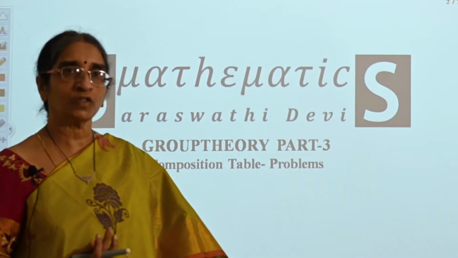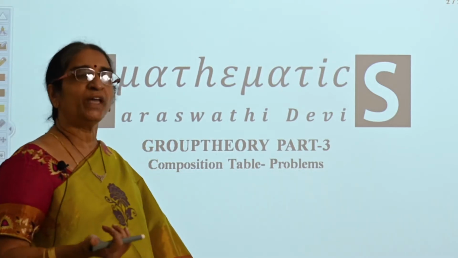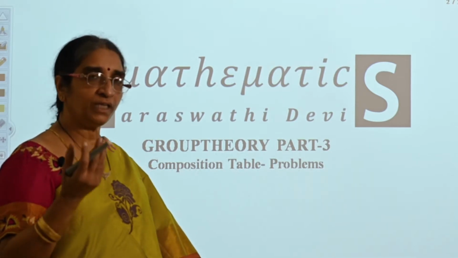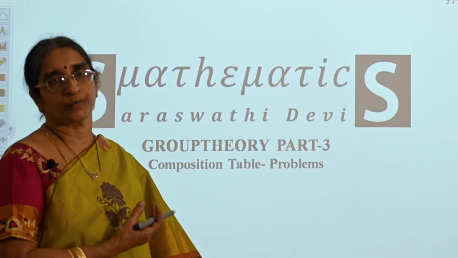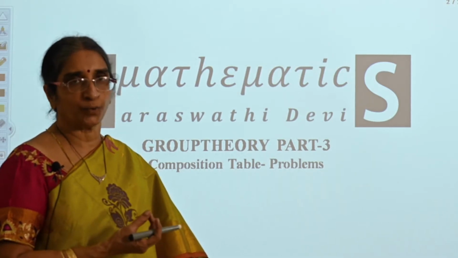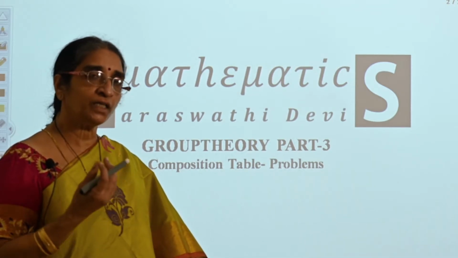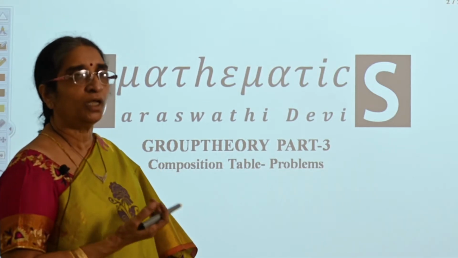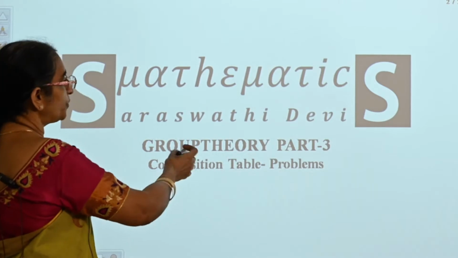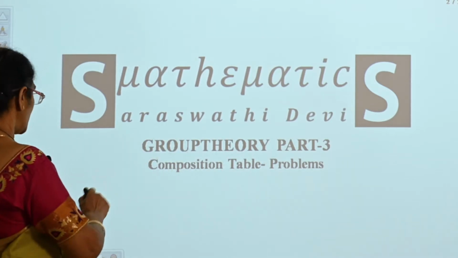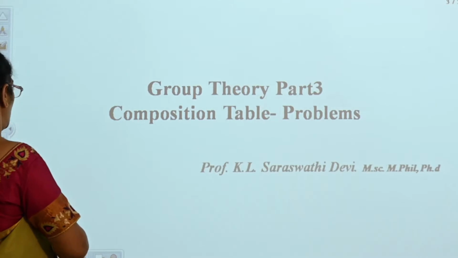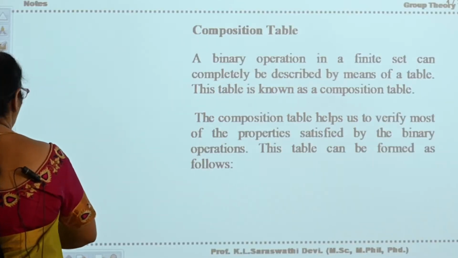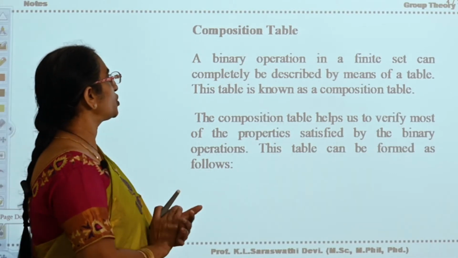Previously, in both the videos, group theory part 1 and part 2, most of the examples were infinite groups. Now we will see finite groups. To study the properties of finite groups, we use an important tool called the composition table. Group theory part 3: composition table and problems regarding that. Now see, the composition table.